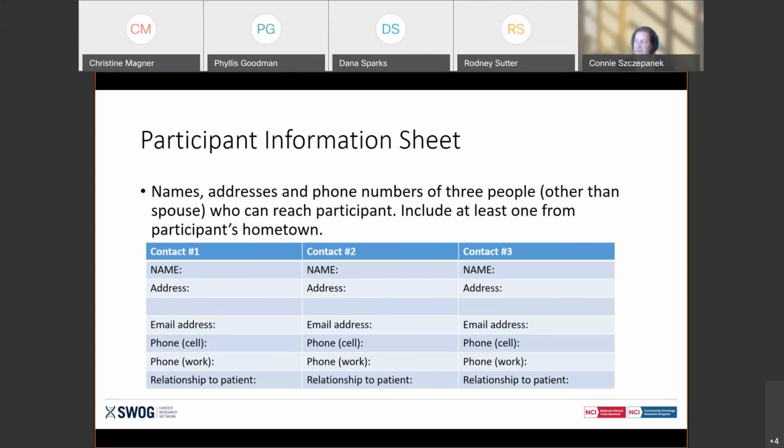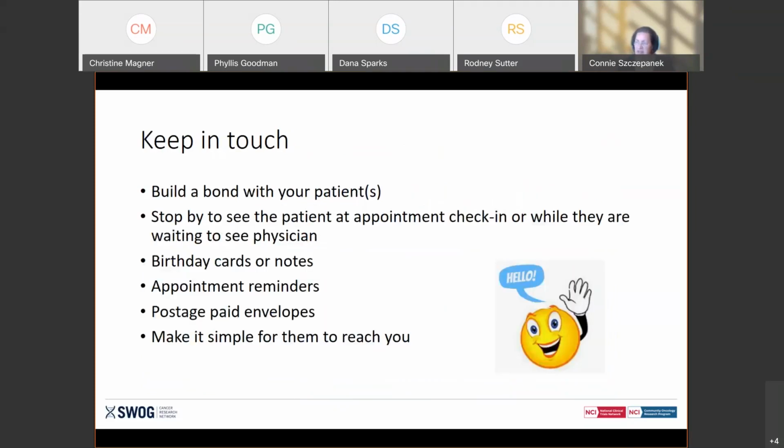Next slide. Do keep in touch along the way. We talked about building a bond. Another way is to physically see them. Even if you're not the clinic nurse, and most of you won't be, because often those staff are busy taking care of patients in the clinic. But if they're in the clinic and you can see them in the waiting room, or maybe they're in the exam room waiting to see the physician, you can just stick your head in and say, hey, how's it going? How's your trip to wherever coming along? Just say hi. Birthday cards, notes, little things like that go a long way toward helping our patients know that we value them, we appreciate them, and we know what their life is about.